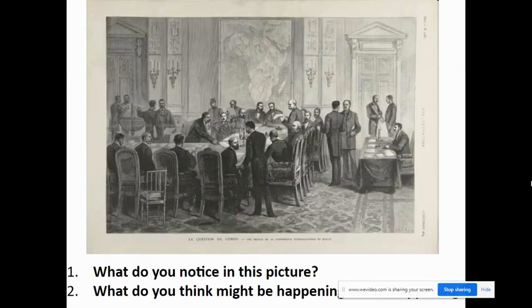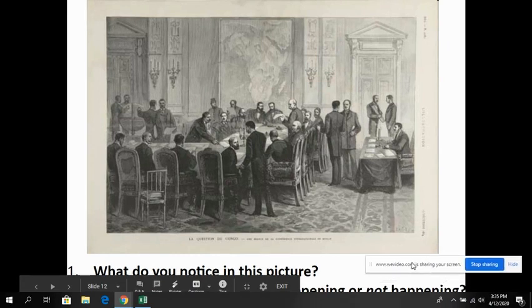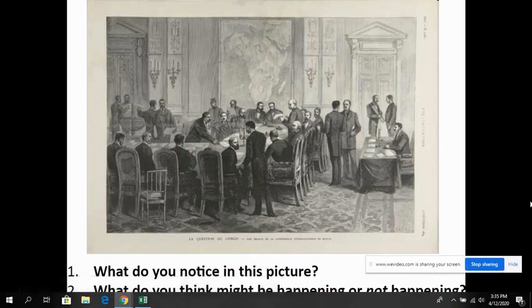If we were in class, I would start out today by showing you this picture. I always start with this when we talk about the Berlin Conference and colonization of Africa. You're looking at a picture, and I would just ask you, what do you notice in this picture? What do you think might be happening or not happening in this picture? So just take a second to look at this picture. And then I would ask students to talk about what they notice.